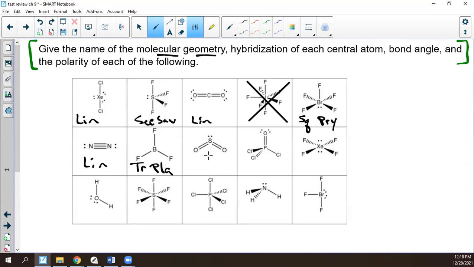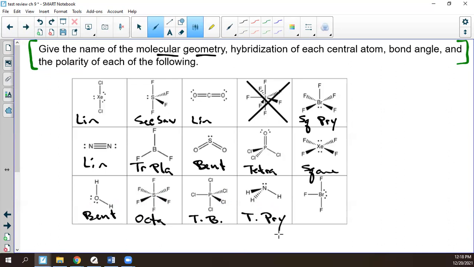Trigonal planar. What do we have here? Bent. Here. Tetra. What do we have here? Square. What do we have here? Bent. More benter. Good. What do we have here? No, not benter. Octahedral. How about here? Trigonal bipyramidal. What do we have here? And T-shaped.